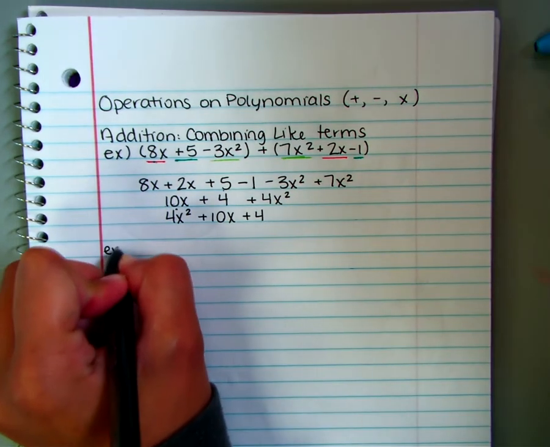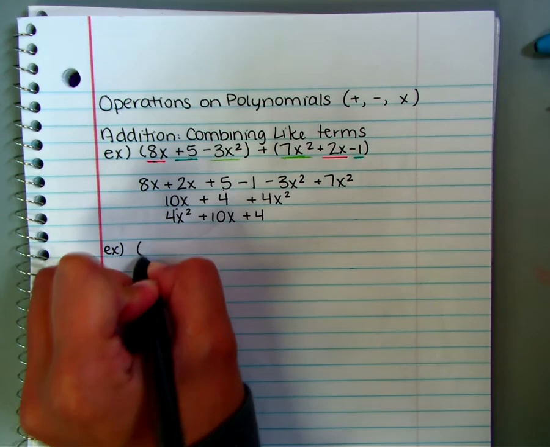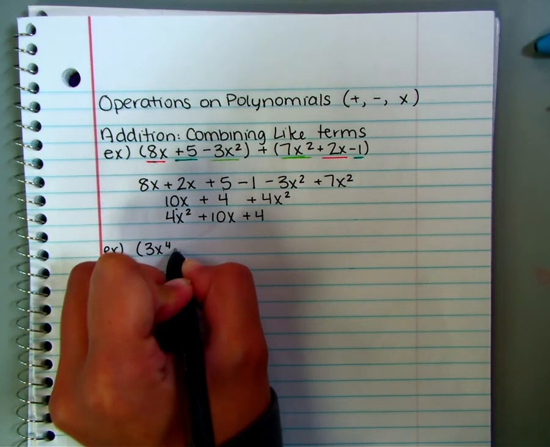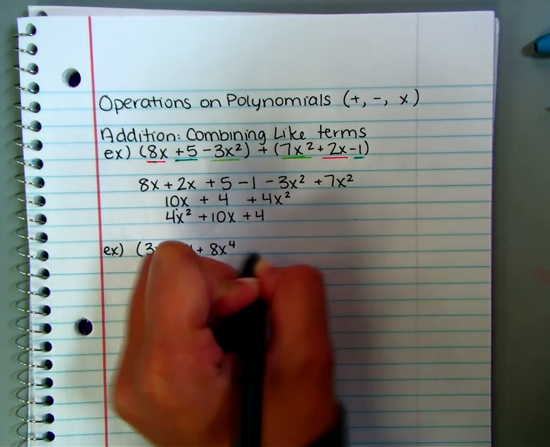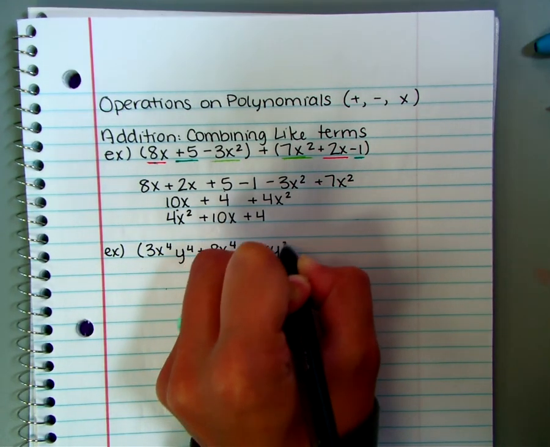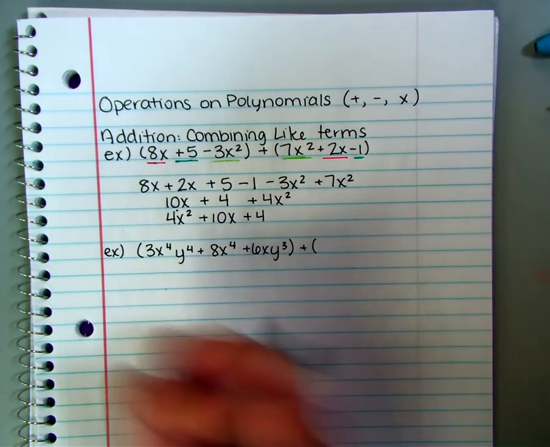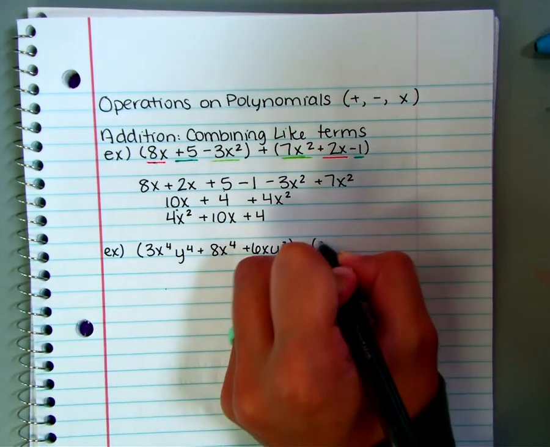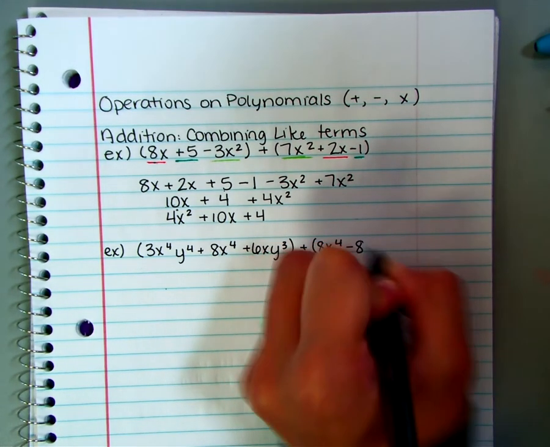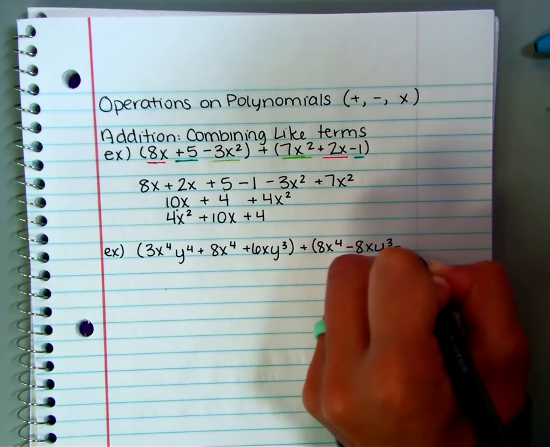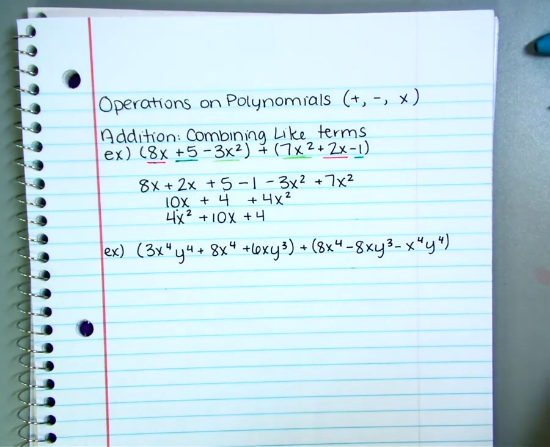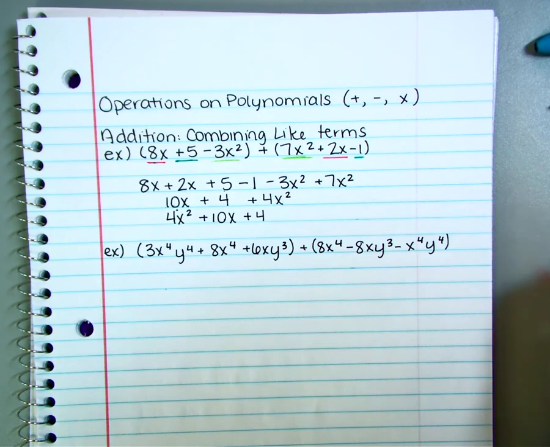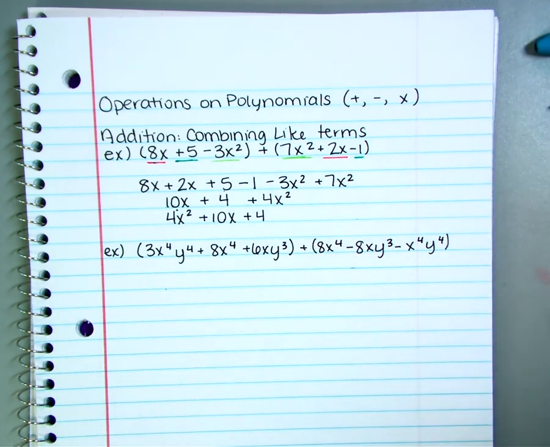We'll look at another addition example. So 3x to the 4th, y to the 4th, plus 8x to the 4th, plus 6xy cubed. My second polynomial is 8x to the 4th minus 8xy cubed minus x to the 4th, y to the 4th. And so we want to do the same thing here. We've got more than one variable, so we've got to look a little bit harder.